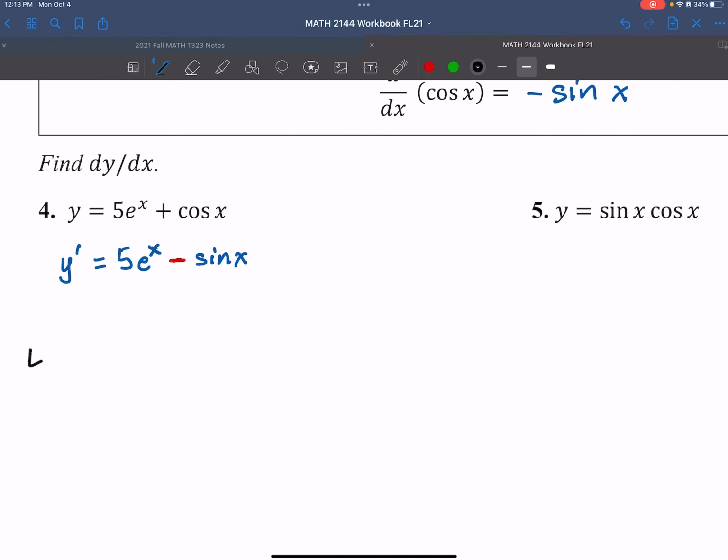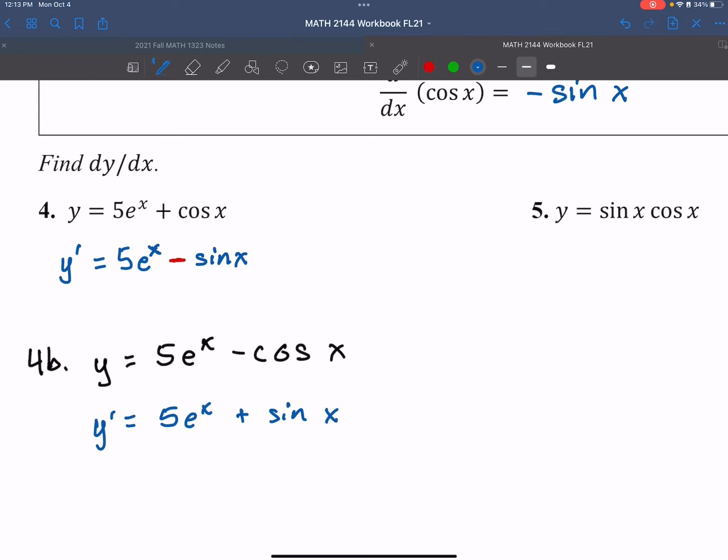Suppose we had another exercise like 4b where it was y equal to 5 e to the x minus cosine of x. This is the scenario where its derivative would then switch back to positive sine of x. So just be careful with your signs, because if there was another minus there, then you would have to apply the double negative to make it positive. So fairly basic one, but not too bad. So any questions on number 4 or 4b?